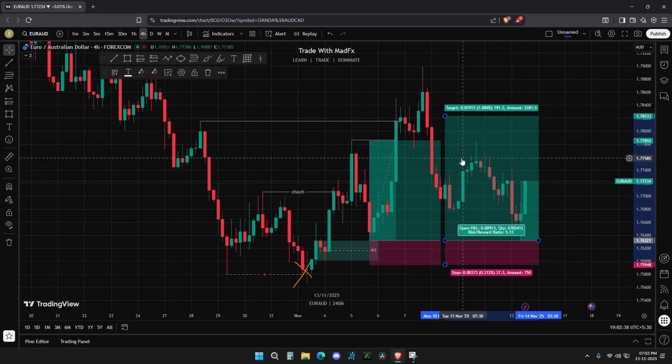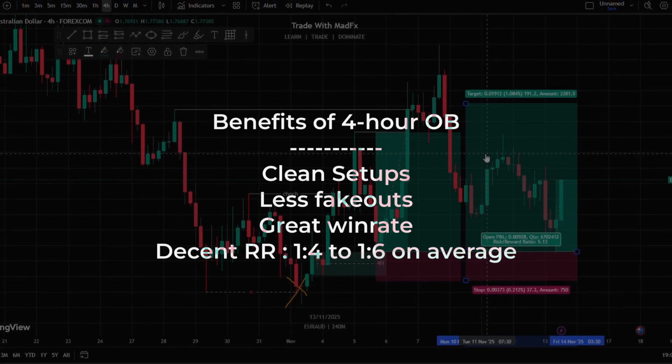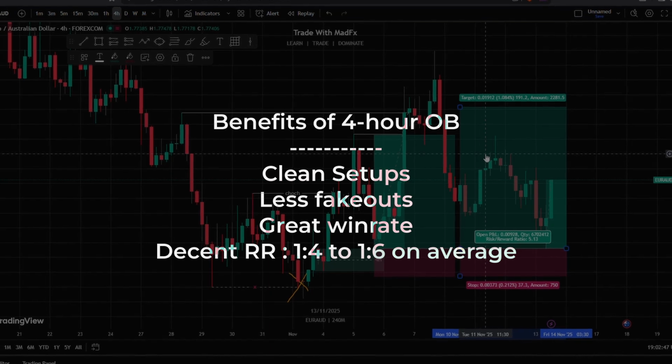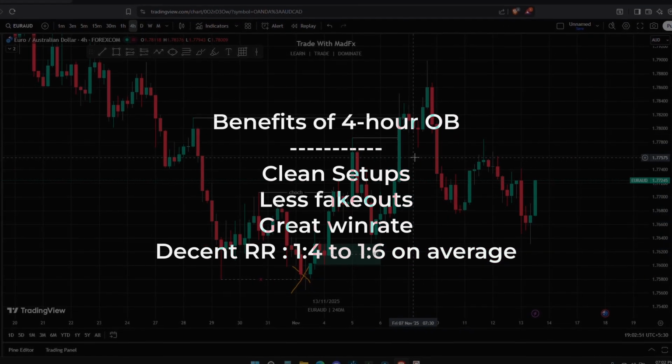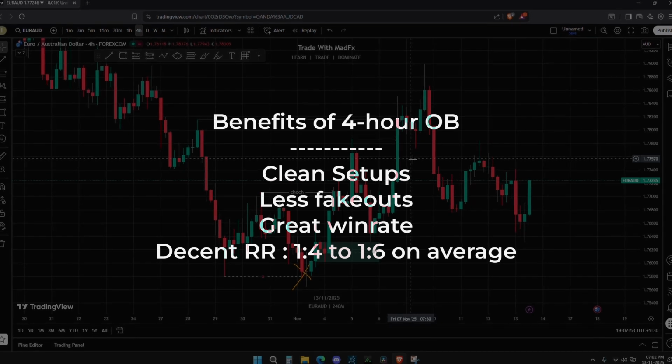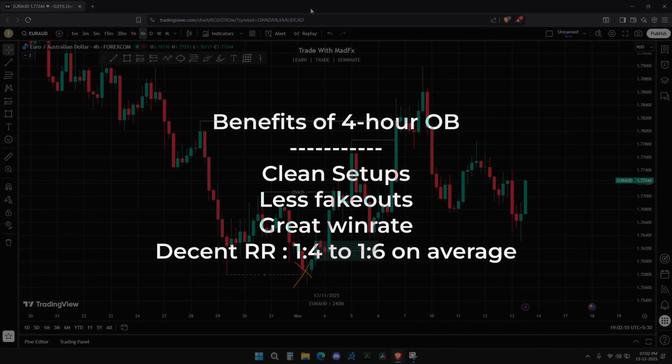If you're new and want to keep your trading simple, I'd recommend focusing on 4-hour entries. Using 4-hour supply and demand levels gives you some of the cleanest setups. You'll deal with fewer fakeouts and still get a respectable risk-to-reward ratio. It's a great balance between accuracy and simplicity.